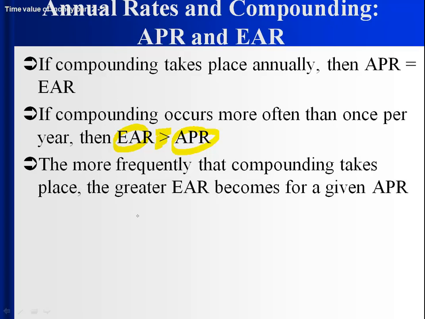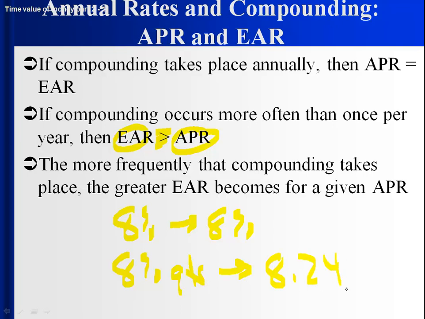So we saw that when we had 8% annually, it was corresponding to 8% EAR. But when we had an APR of 8% with quarterly compounding, it corresponded to 8.24% because of the interest on the interest. And if we had done this exercise with monthly compounding, then we would have gotten a number even greater than 8.24%.